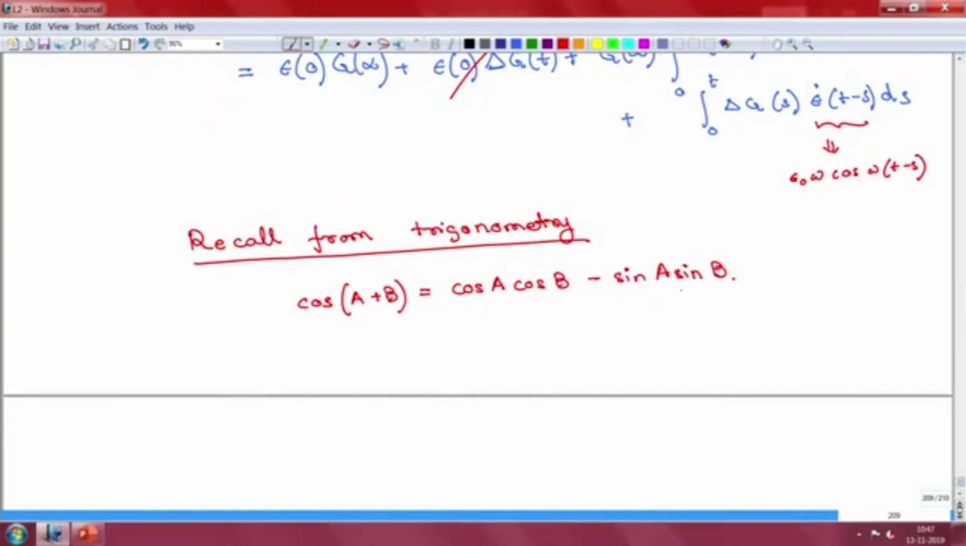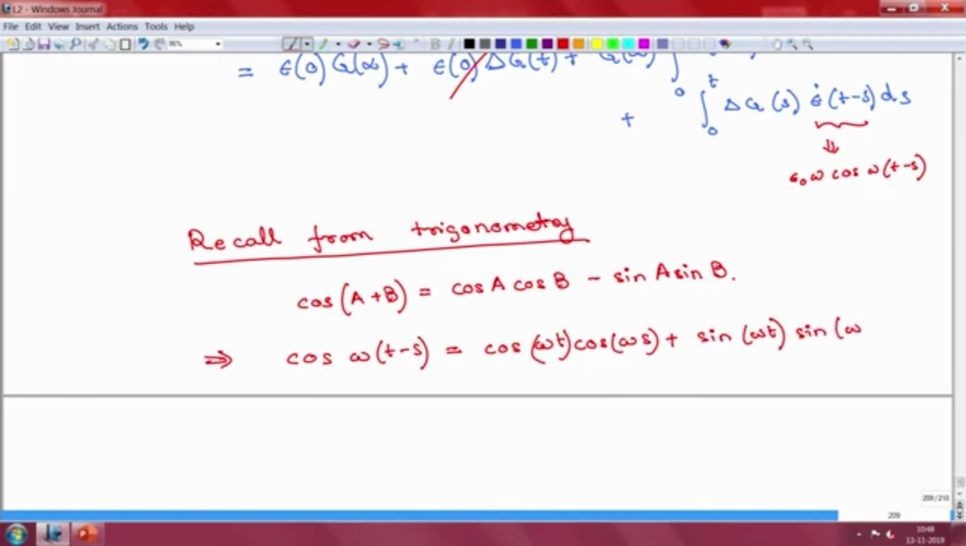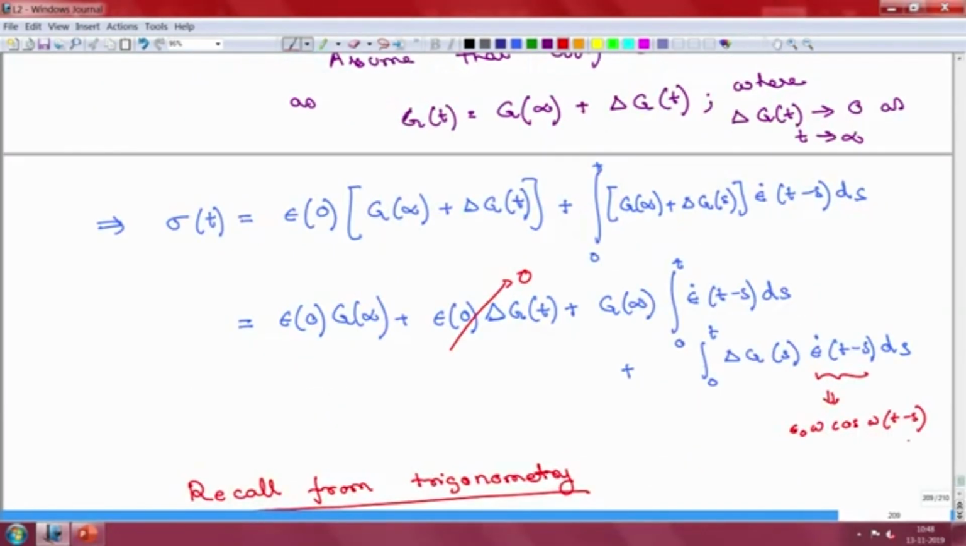What is it going to lead me to? We can quickly see what this is going to do for us. In our case we have to deal with cosine of omega t minus s. So, what we are going to end up having is cosine omega t into cosine of omega s plus sine of omega t into sine of omega s. So, what I would like you to do now is take the expression that we have found and try to insert this over here.